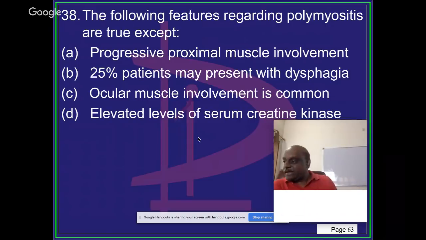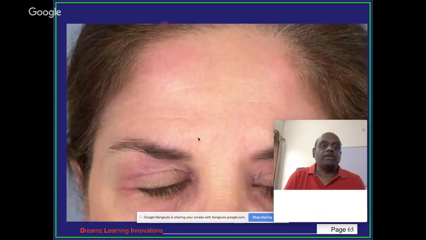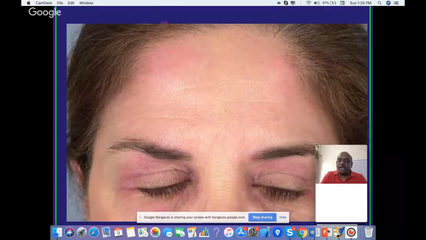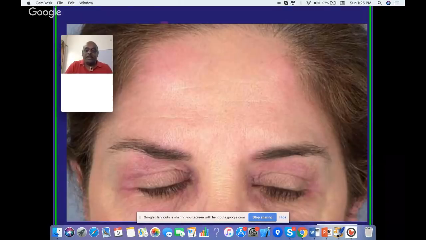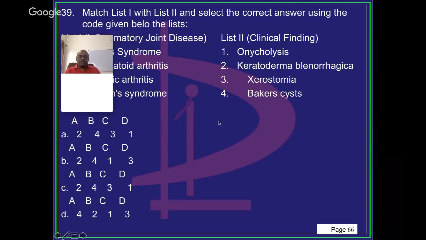C. Excellent, Ravi. Clean bold. Ocular muscle involvement, extraocular muscle involvement, is not a feature. There will be elevated creatine kinase, proximal muscle weakness. Patient will say, doctor, I cannot get up from a squatting position. They will also have dysphagia. They are all the true statements. So what is the importance of this important sign, doctor, in polymyositis? You should remember that it is the heliotrope rash, which is the classical feature. The color of the heliotrope rash is something that you should not forget.